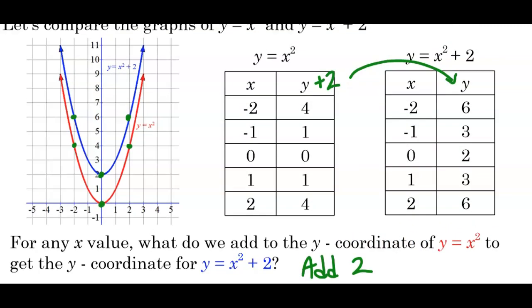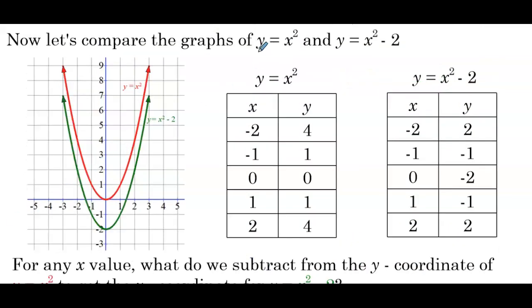Now what if it becomes subtraction? So if we compare y equals x squared and y equals x squared minus 2, in red we still have the parent function, in green we have the translated function, y equals x squared minus 2. If we compare the vertex of the parent function to the vertex of the translated function, we can see that it's been moved down 2 units.